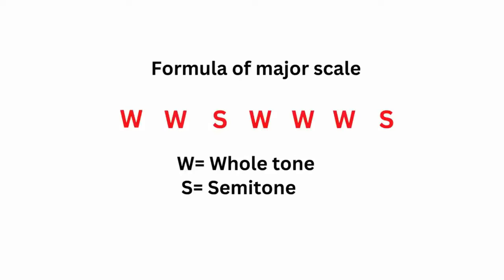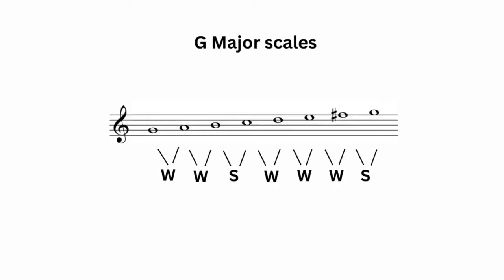We then form a scale pattern like this. Whole tone, whole tone, semitone, whole tone, whole tone, whole tone, semitone. Remember this formula. You can then build up a scale starting from any note. For example, in this G major scale, the formula is the same. Remember, the seventh note has to be F sharp, not G flat, because we've already got a G in the scale. Each letter name can appear only once.